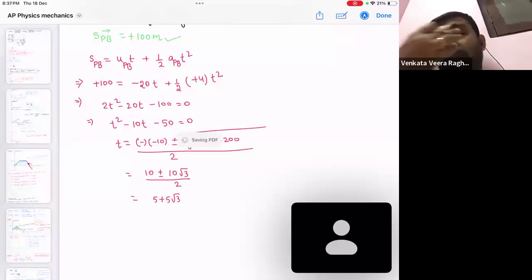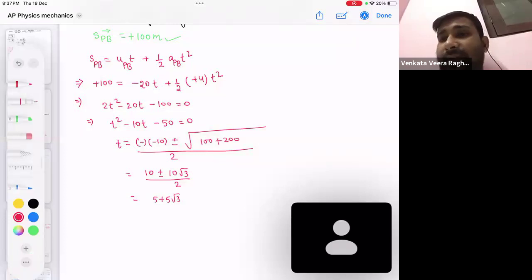So the next one is the negative time, so that won't be possible. We have to consider only the positive time here. So if we consider only the positive time, what will be the correct answer? 5 plus 5 root 3 is the correct time. Is that clear? And the other solution, 5 minus 5 root 3, is not possible because it is negative.